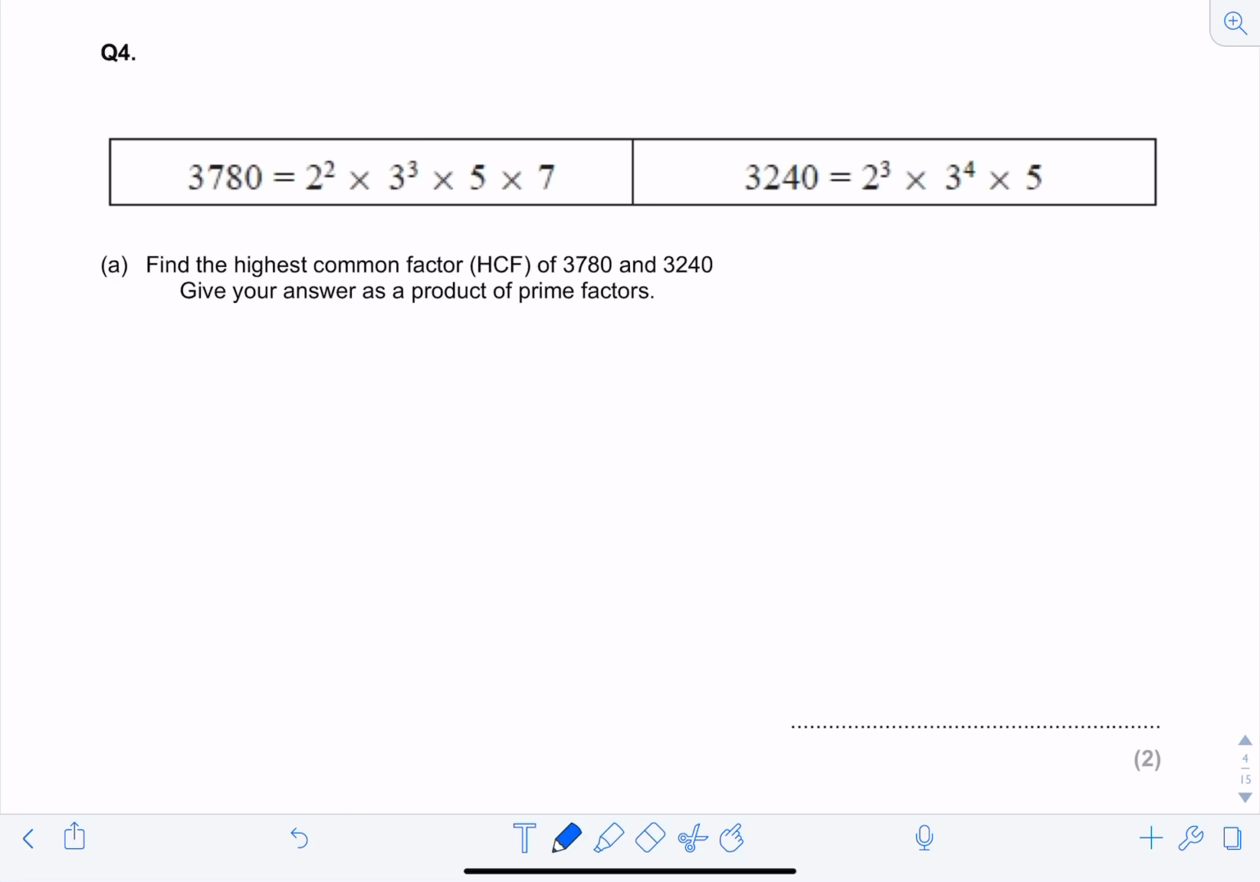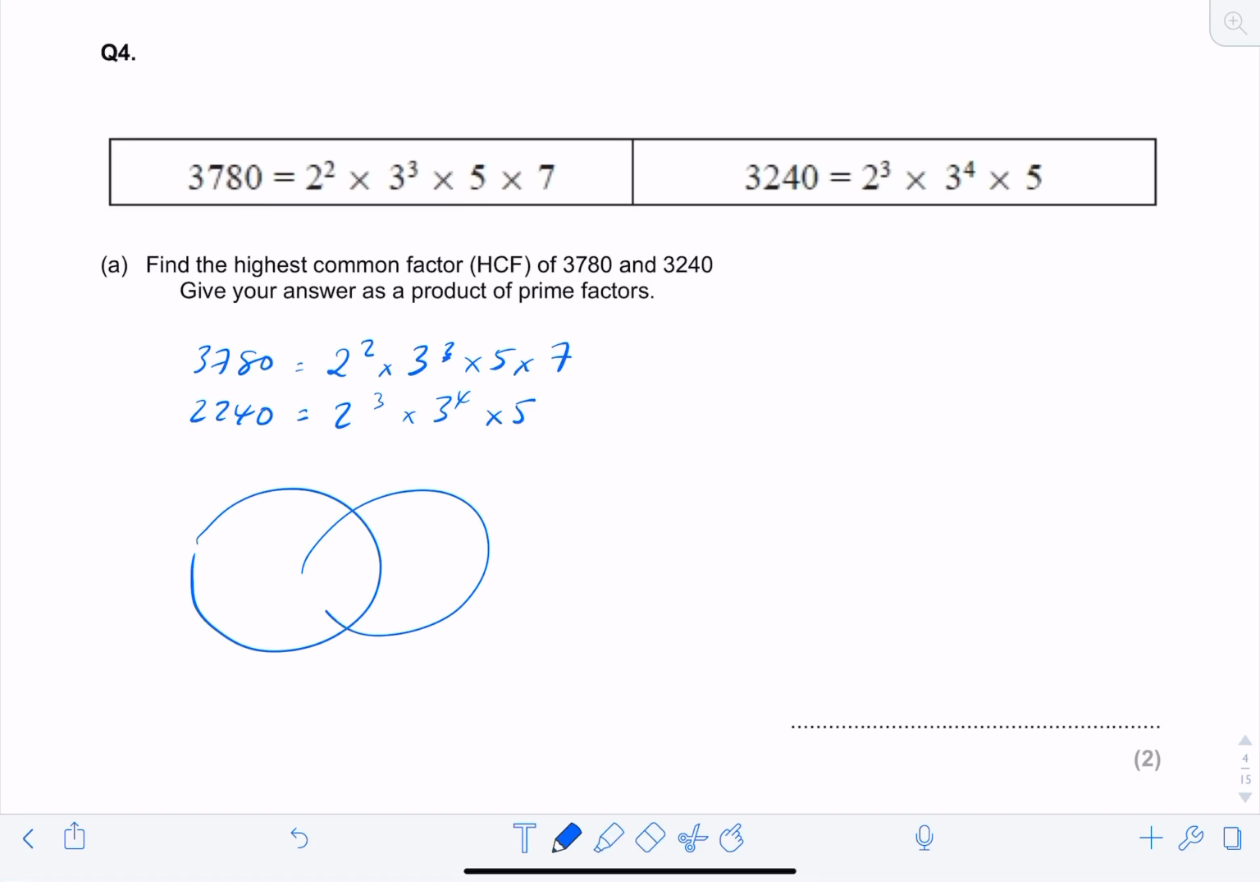Okay, next one. Find the highest common factor of 3780 and 3240. Okay, so 3780 is 2 squared times 3 cubed times 5 times 7, and 3240 equals 2 cubed times 3 to the 4 times 5. Okay, so remember when we were talking about common factors, if we want to find the highest common factor, we draw these two circles and we put in all of our factors and we find the common factors first.